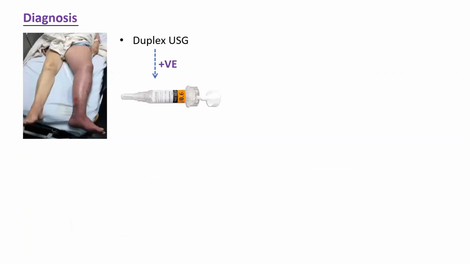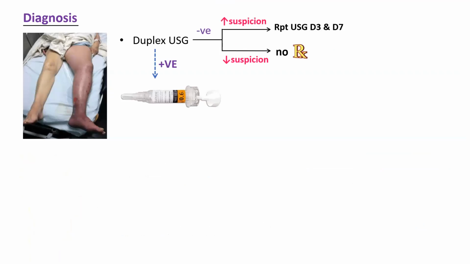So diagnosis is by clinical assessment and ultrasound. If the ultrasound is negative and there is no suspicion, then there is no need for treatment. But if there is increased suspicion, even with a duplex ultrasound being negative, the ultrasound has to be repeated at day 3 and day 7. There is something called the LEFt rule, where you measure the calf of the left lower leg.